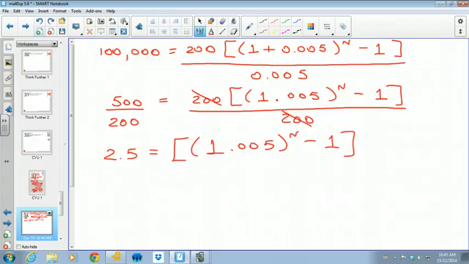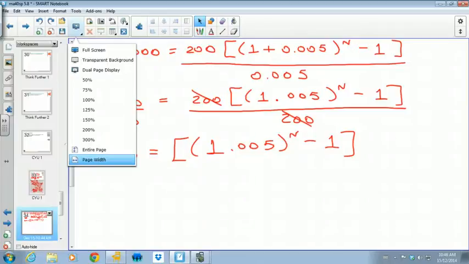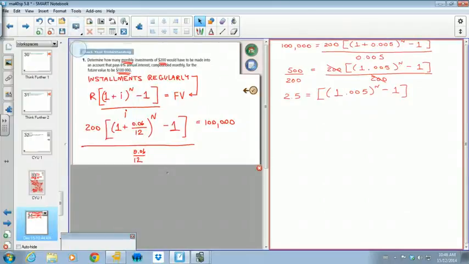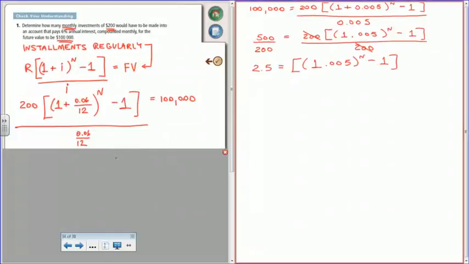Now what? Yeah. I'll put both screens up here. Hold on. I multiplied both sides by 0.005 to get this 500. Cross multiply. Now what? Josh, now what?